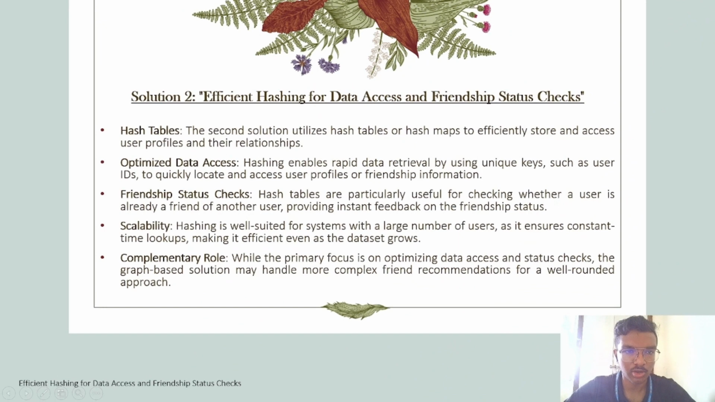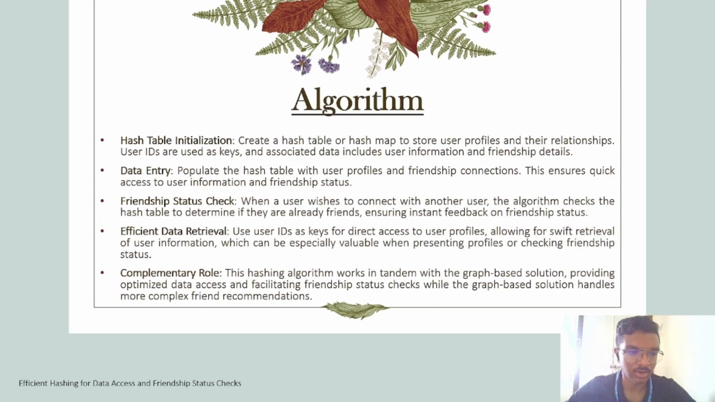Hello everyone. So my topic is efficient hashing for data access and friendship statistics. The second solution relies on hash tables for efficient storage and access of user profiles and relationships, ensuring quick data retrieval and facilitating instant friendship statistics. The algorithm for the second solution centers around hash table initialization, where user profiles and friendships are stored for quick access. Users' unique IDs serve as keys, providing efficient data retrieval and instant friendship statistics.